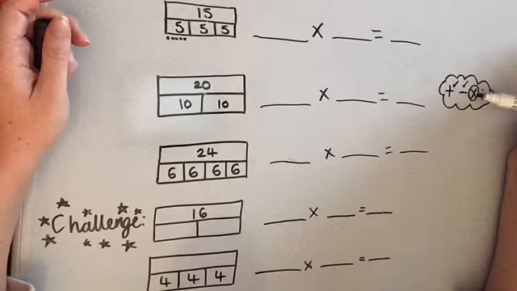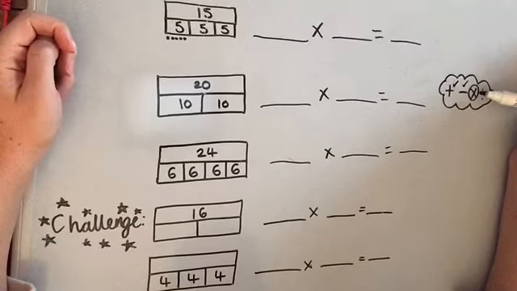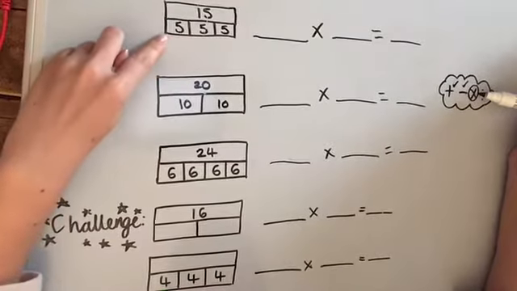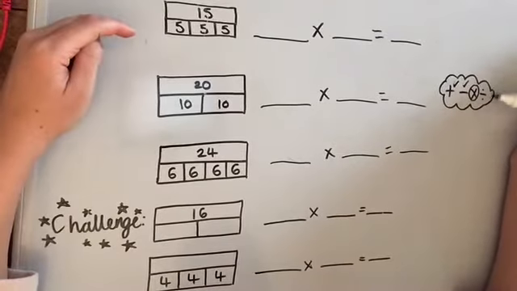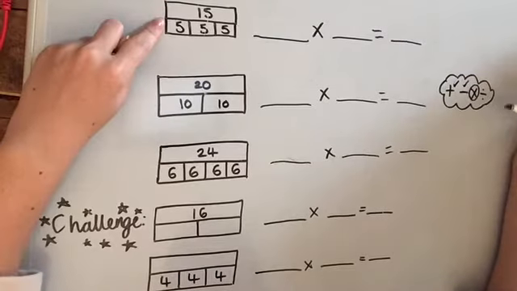Now before the holidays you were using the grid method to help you multiply bigger numbers. But this week we're going to move on to looking at a bar model, and if we can understand what a bar model is to help us multiply, that's going to help us with the inverse later on in the week. So first of all, let's look at this bar model.